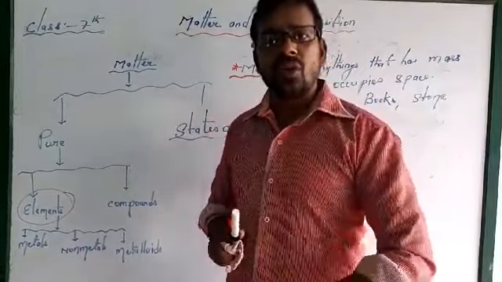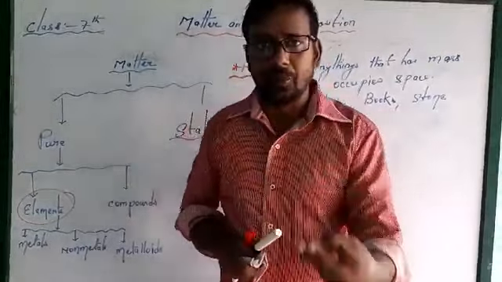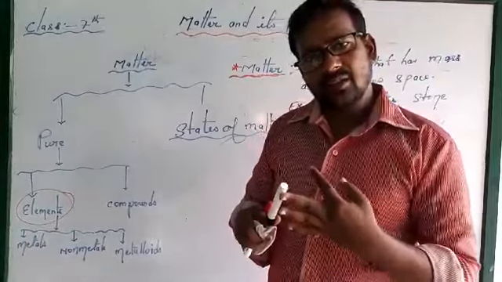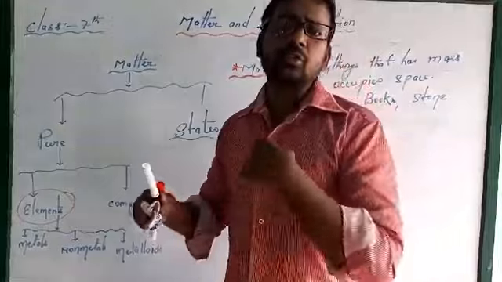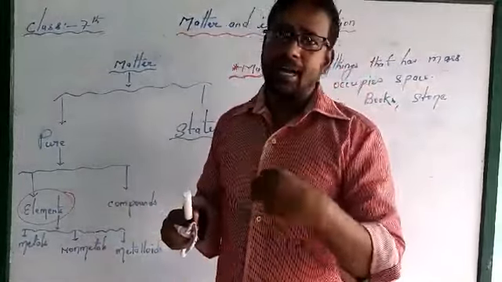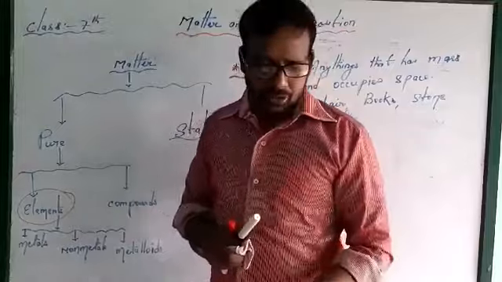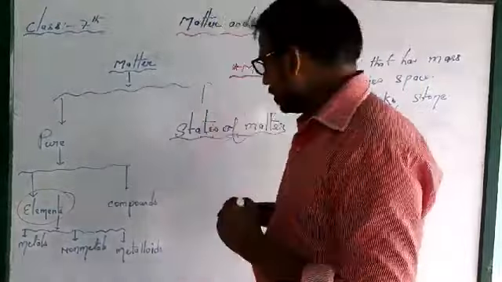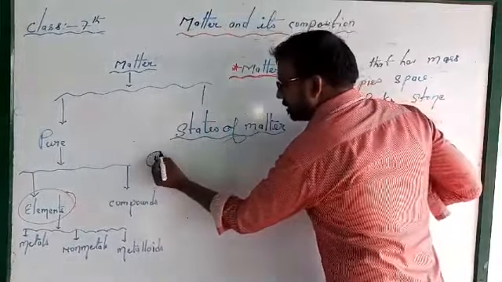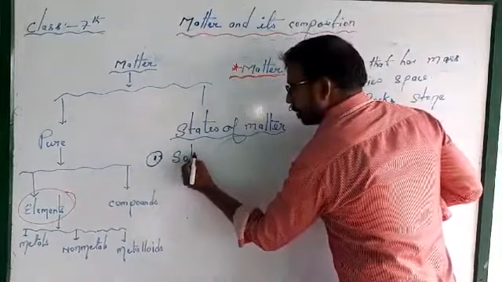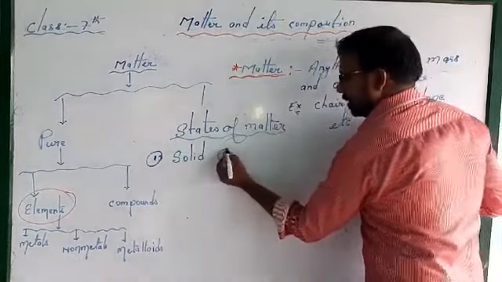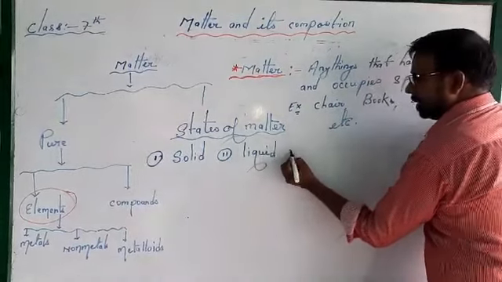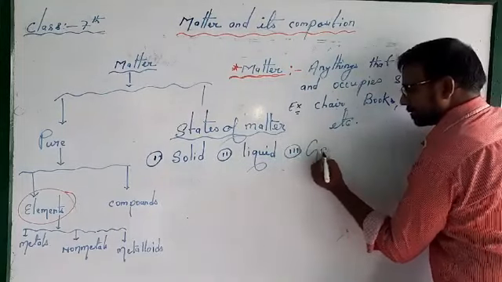But we need to know only 3 states, especially in your book: solid, liquid, and gas. Just know the other 2 states, Bose-Einstein and plasma. But in your examination, it will be asked only about solid, liquid, and gas. So there are 3 states. I am going to write them. First one is solid. Second is liquid, and third one is gas.